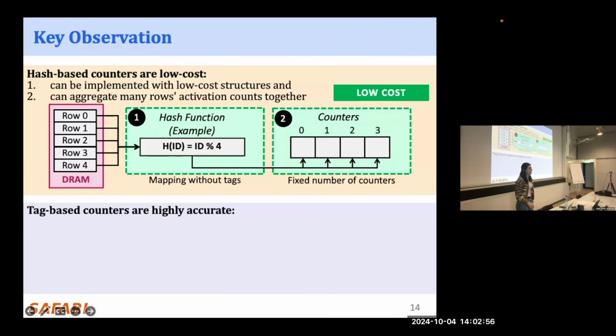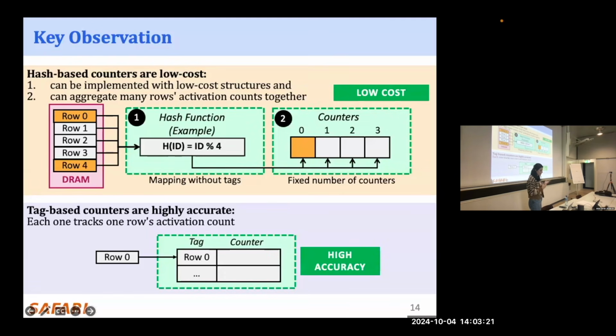However, as you can see here, hash-based counters have one downside, which is that some DRAM rows share one counter. In this example, whenever we have an activation to row 0 or row 4, we increment the same counter. So this introduces a little bit of inaccuracy. Tag-based counters have the benefit in that case because each of these tracks one row's activation count, and we basically tag these counters with row IDs, and we increment just one counter when a specific DRAM row is activated. So this gives us high accuracy.